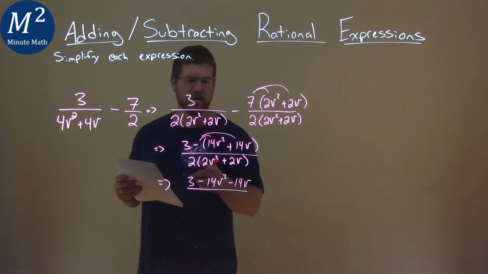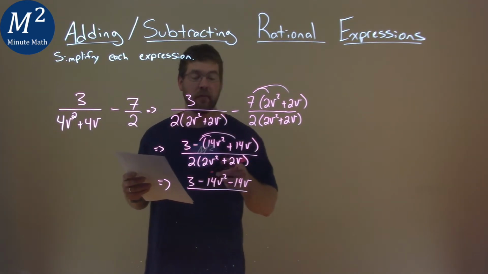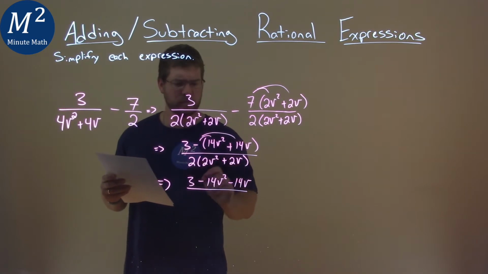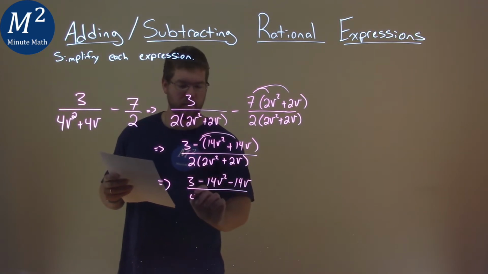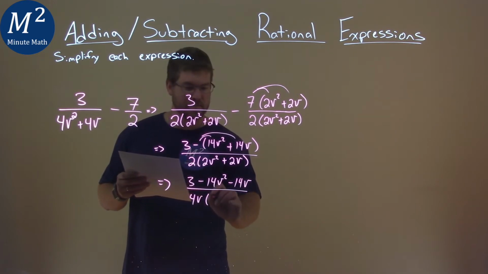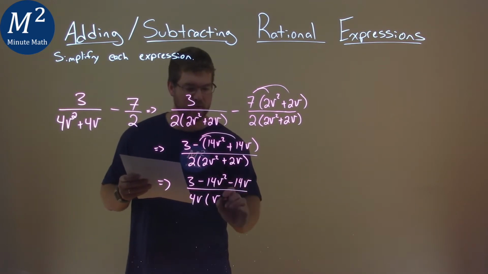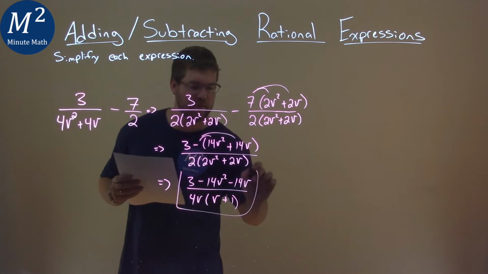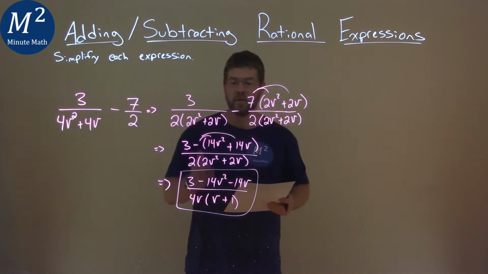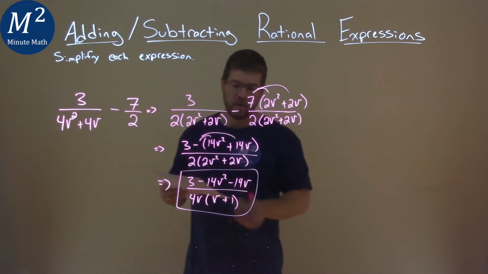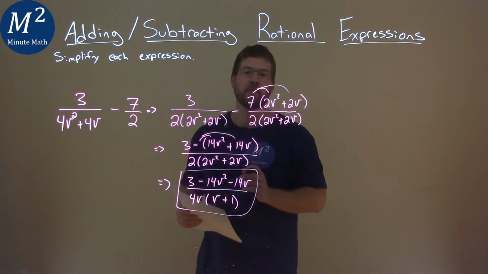The denominator, I can still pull out a 2v here from the denominator, right? So if I pull out a 2v and I multiply it by 2, I get a 4v, and I'm left with just 1v here, and then plus 1. Remember, we're pulling out that 2v from both parts here. And so basically this is pretty much simplified. And so our final answer is 3 minus 14v squared minus 14v over 4v times v plus 1.